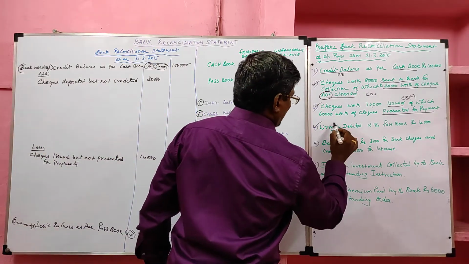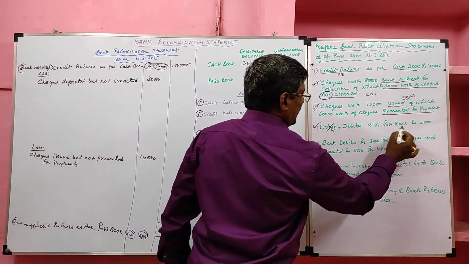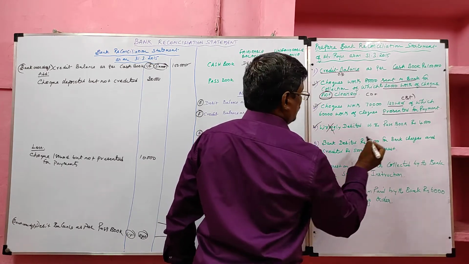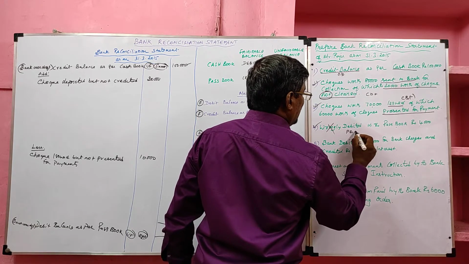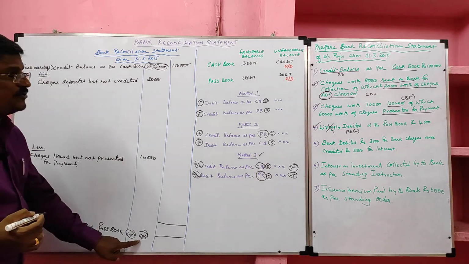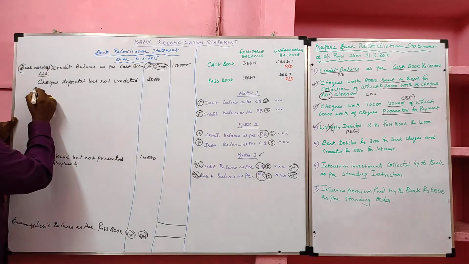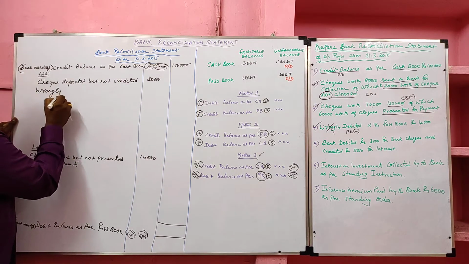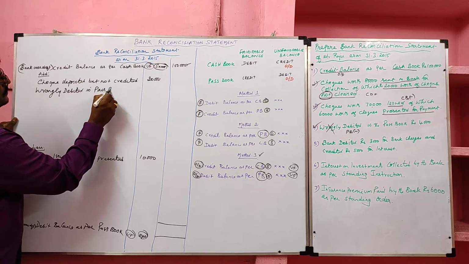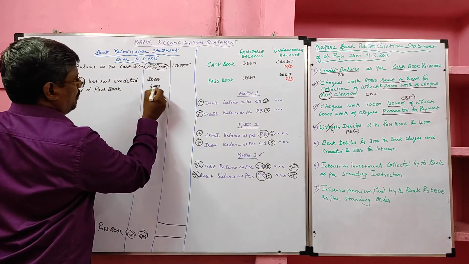Next, fourth one. Wrongly debited in the passbook. I said in BRS we should not consider the word wrongly. Debited in the passbook. In passbook it was debited, which means it was deducted. What are we supposed to do now? We should do opposite. Already it was deducted, now we have to add. Wrongly debited in the passbook, how much? 4,000.